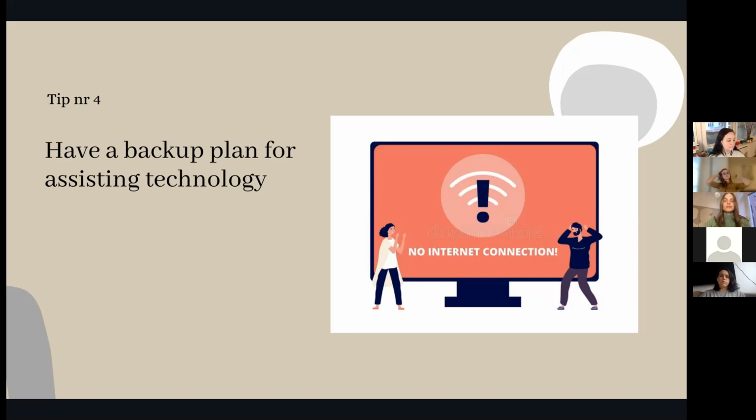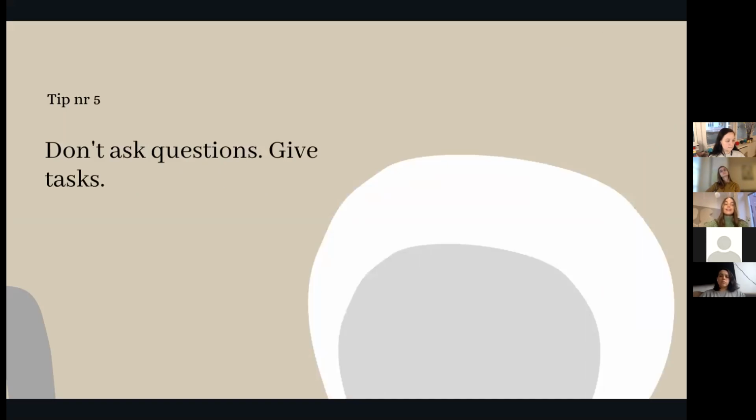And if you are optimistic like me, and you want to test both web and mobile, maybe you just pick one and have a really good backup plan. Tip number 5 is to not ask questions, give tasks.